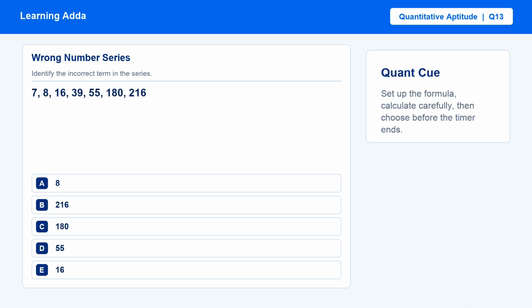Question 13. 7, 8, 16, 39, 55, 180, 216. Option A, 8. Option B, 216. Option C, 180. Option D, 55. Option E, 16. The timer starts now.